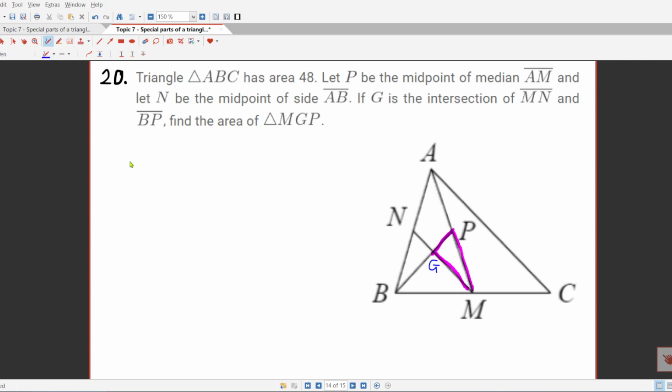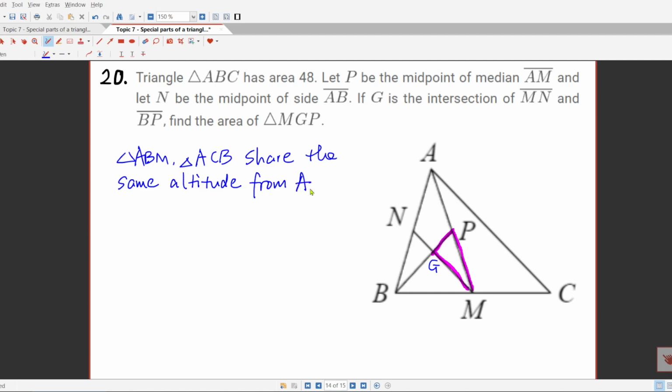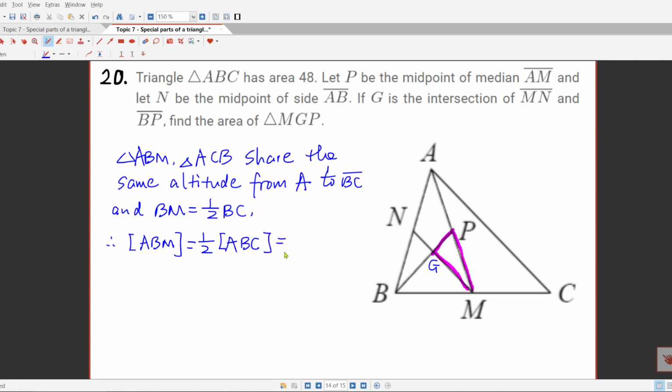Alright, so first we know that triangle ABM and triangle ACB share the same altitude from point A to segment BC. And we also know BM is 1/2 of BC, right? Therefore, the area of ABM is 1/2 of the area of ABC. This is very straightforward, which is 1/2 of 48, which is 24, right?